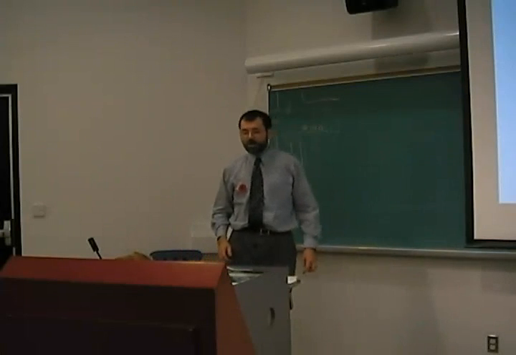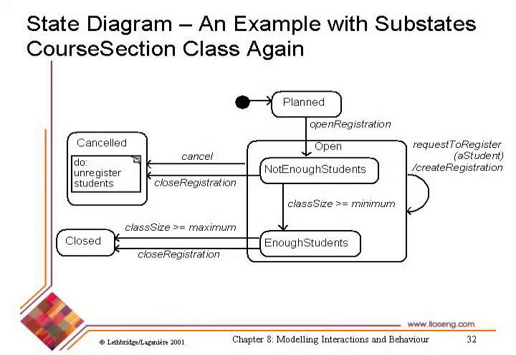Okay, so we're going to model the CourseSection class, which we saw the diagram of a short while back. The course diagram class is on slide 32, also on an earlier slide, as I said, where we didn't have the nested state. So we have planned, open, not enough students, open, enough students, cancel, closed.